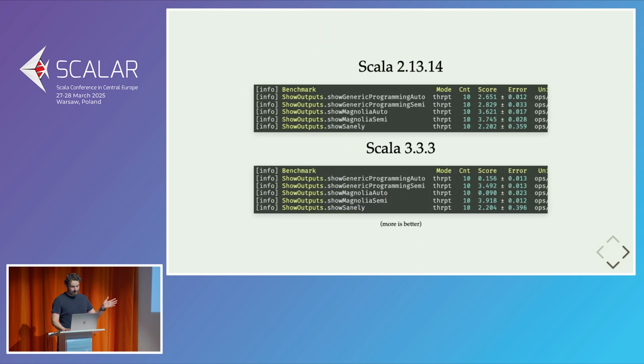When we run runtime tests, we can see that on Scala 2.13 the results are quite comparable when it comes to speed. We can also see that once again Magnolia with automatic derivation and Mirrors with automatic derivation are doing a pretty poor job. So semi-automatic derivation is much better. Or sanely-automatic derivation, I prefer the name because it's automatic derivation done in a sane way. It's sanely automated.